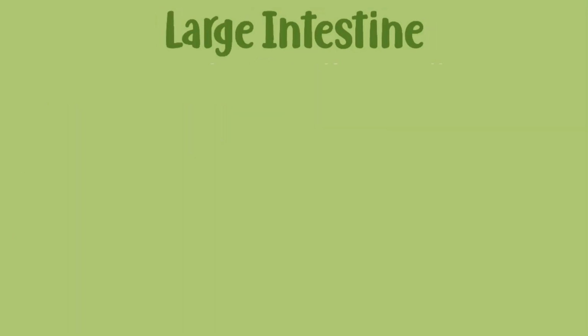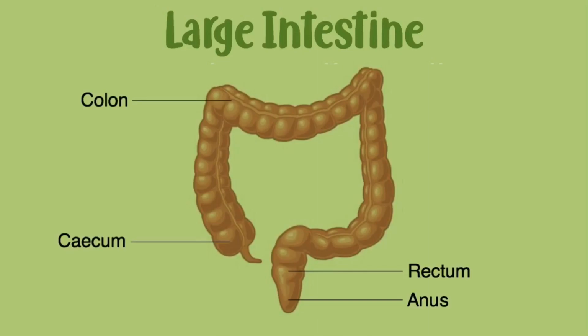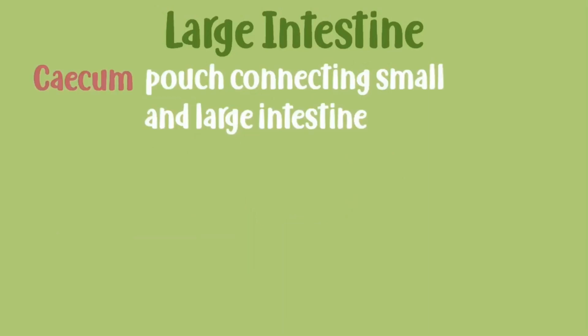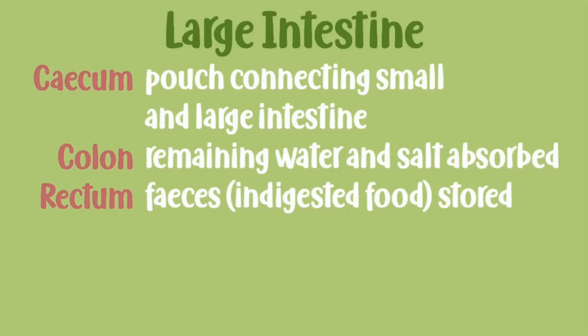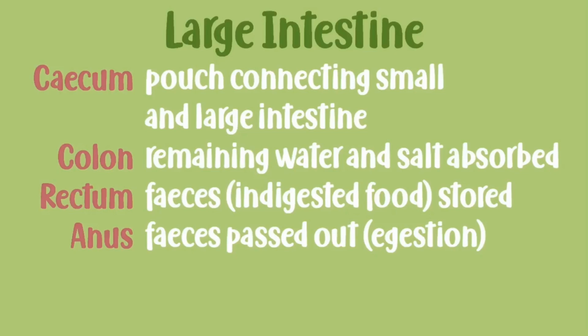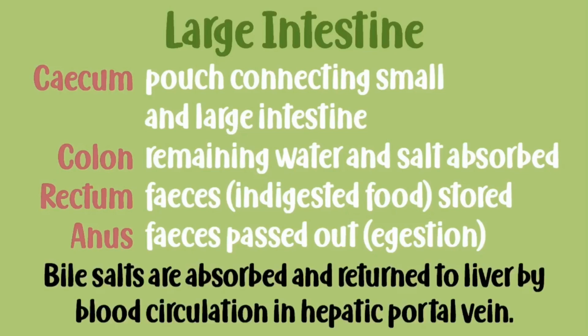And finally, we'll be looking into the large intestine. So here's a diagram of the large intestine. We have the cecum, the colon, the rectum, and the anus. So the cecum is a pouch that connects the small and the large intestine. The colon is where the remaining water and salt are absorbed. The rectum is where the feces or undigested food, bacteria, and dead cells are stored. The anus is where the feces are passed out, which is called egestion. And then the bile salts are absorbed and returned to the liver by blood circulation in the hepatic portal vein.